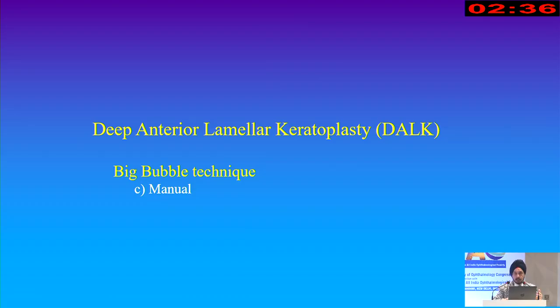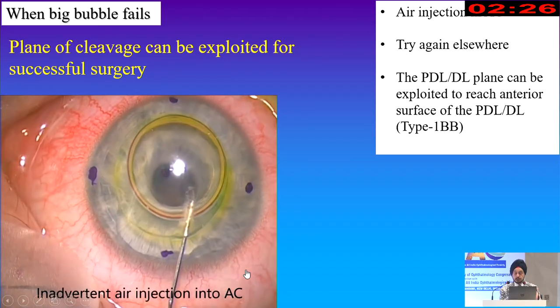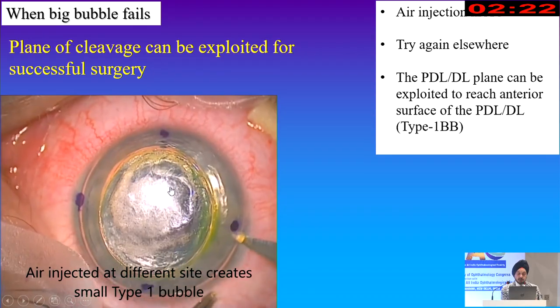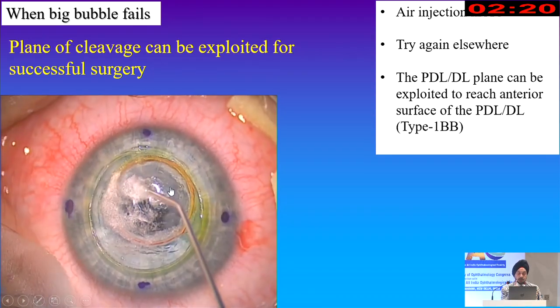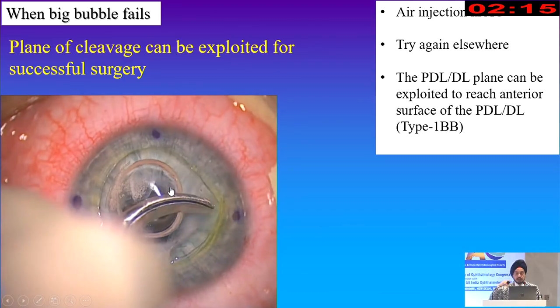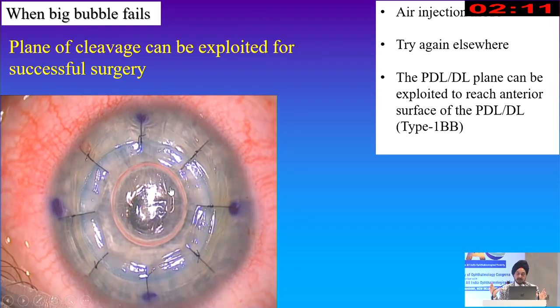What about the third technique, the manual technique? When you don't get any kind of bubble, then things can happen which can give you a little extra help, like you see over here. Air went straight into the anterior chamber, so you come out, inject air at another point, and you get a small intrastromal bubble, so that's very good. You release the air in that small bubble, and then mechanically with a spatula, you can dissect all the way around like a type 1 bubble and get exactly the same result.